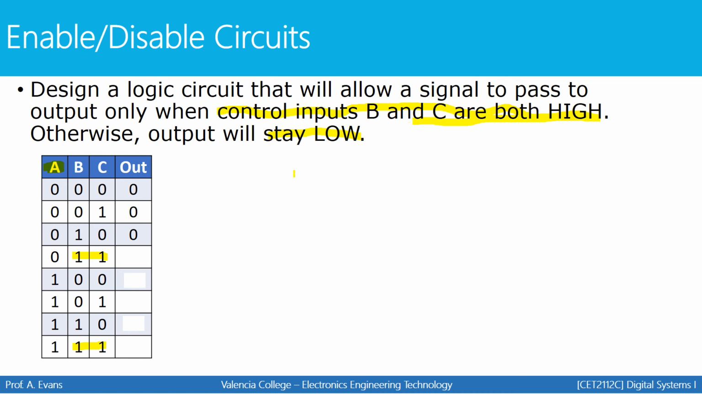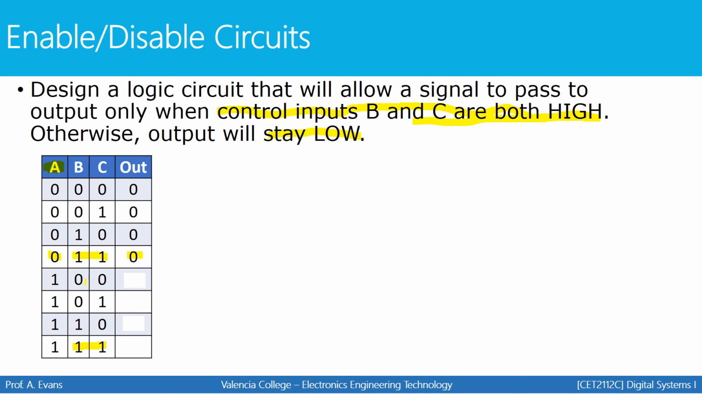They're both not high. When you get to the 4th row, when B and C are both high, the output must become whatever A is. A is currently a 0. So the output will become whatever A is. You're not going to put a 1 here just because B and C are both high. The signal has to pass. Whatever the signal is at this point in time is what will pass because B and C are both high. So you're going to put a 0 here.